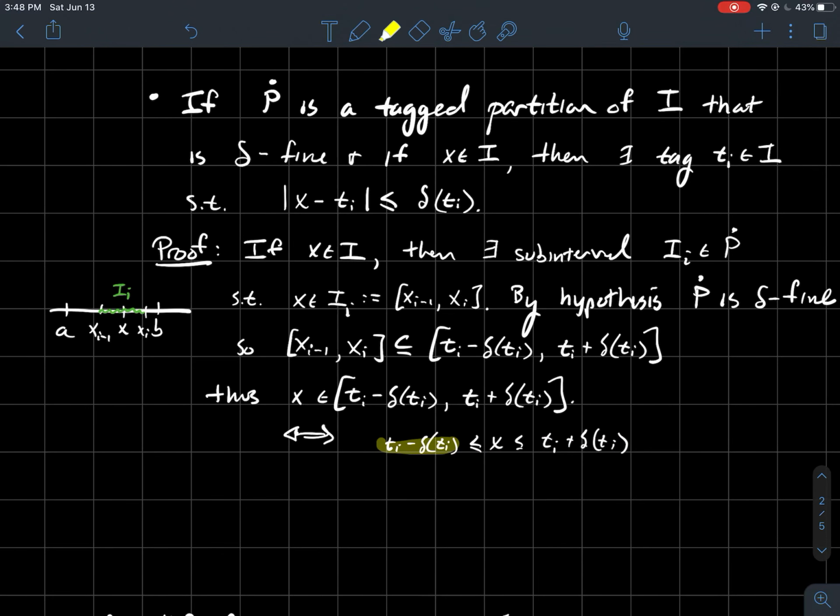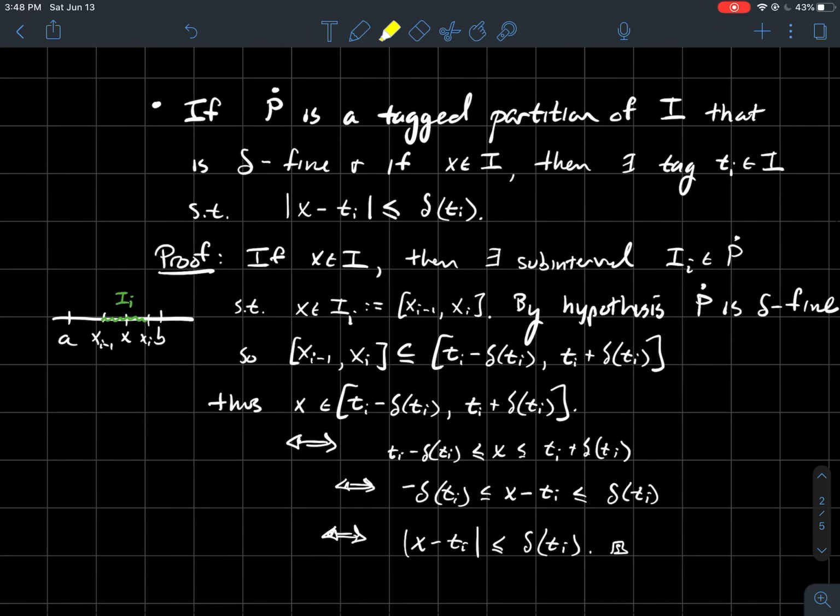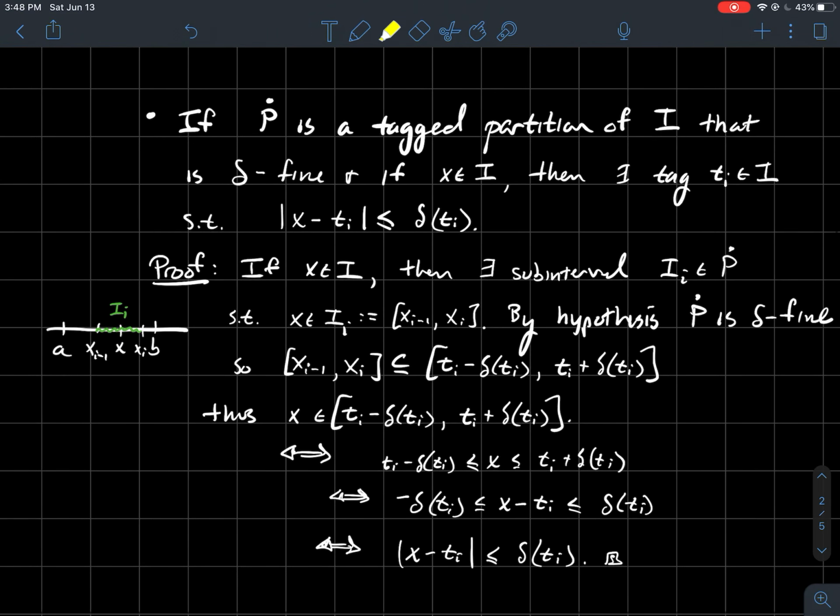What we're going to do is subtract ti everywhere. And so I get negative delta of ti is less than or equal to x minus ti, which is less than or equal to delta of ti. And now I recall that this can be rewritten as an absolute value inequality. Think about college algebra there. That tells me that the distance between x and ti is smaller than or equal to delta of ti, which again is exactly what we were going for.